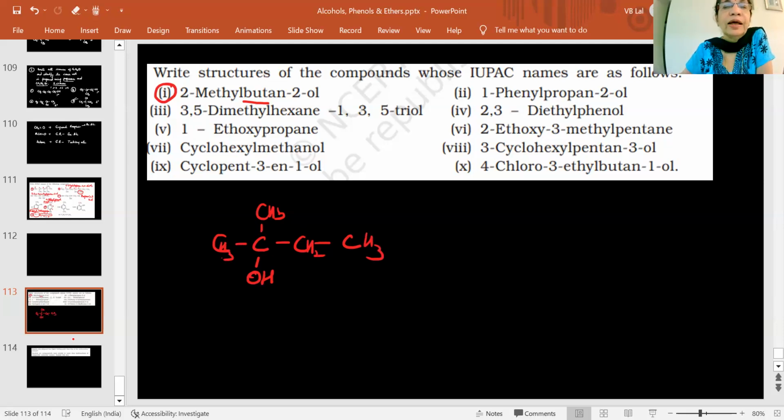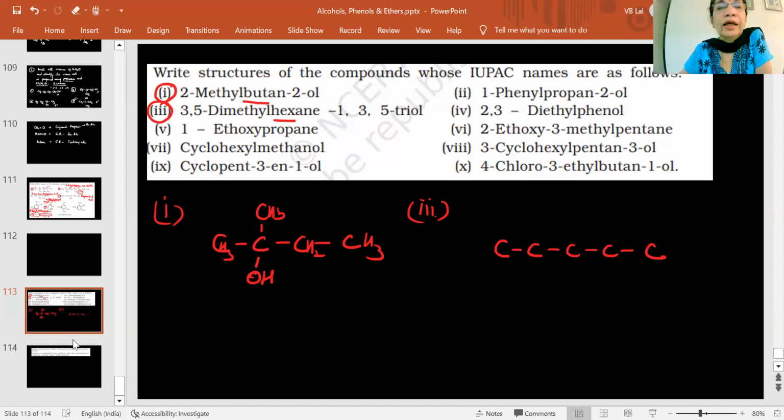All right. Now, if I have to write the third one, what is this? The word root is hex. So how many carbon atoms can you have? Yes, ma'am, 6.